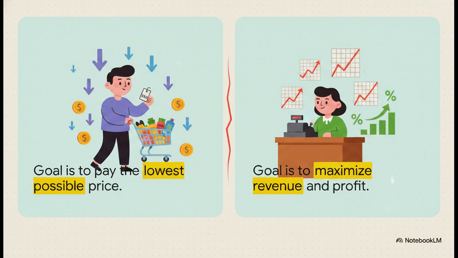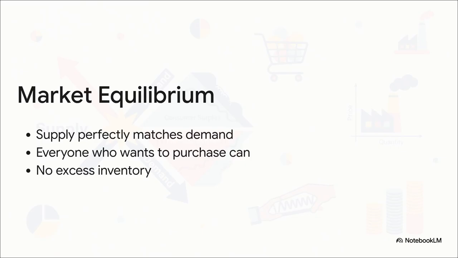If a supplier sets the price way higher than a customer is willing to pay, well, the item just sits there gathering dust on the shelf. But if they set it too low, they sell out immediately, sure, but they leave so much potential profit on the table. But when the price is just right, we hit what economists call the equilibrium price. This is that perfect, magical sweet spot where the market clears completely. Supply perfectly matches demand. Everyone who genuinely wants to purchase the product at that specific price can do so, and suppliers are left with absolutely no dead stock or excess inventory. It's really just a moment of perfect market harmony.